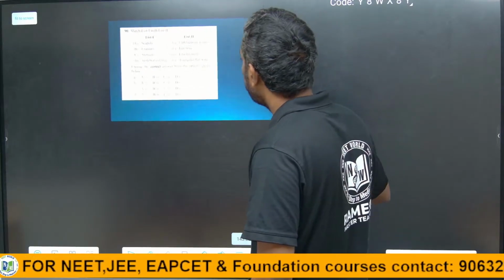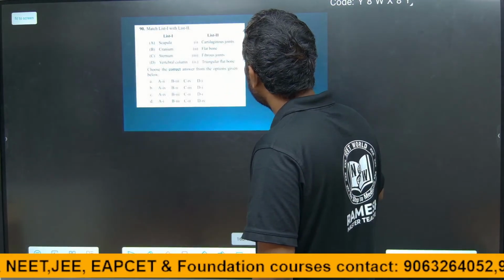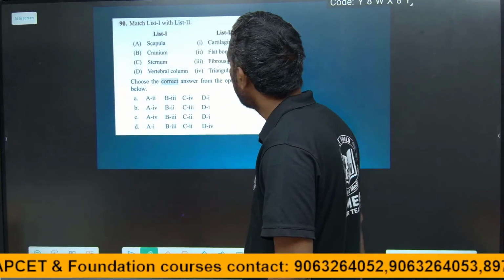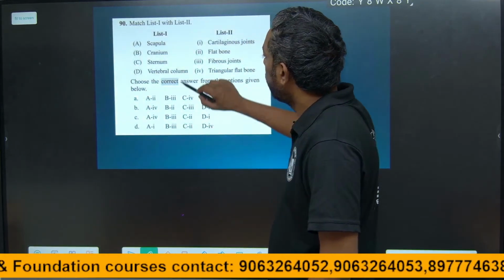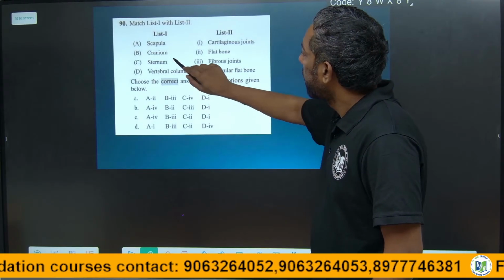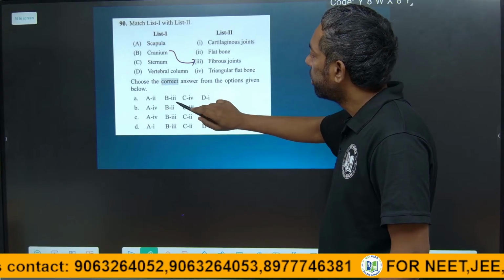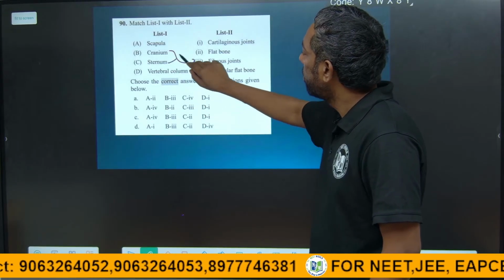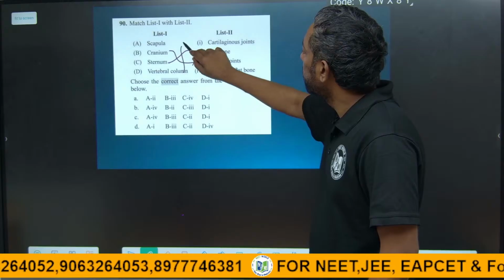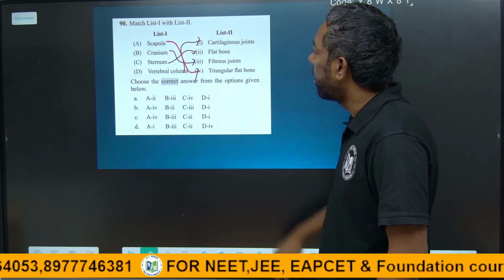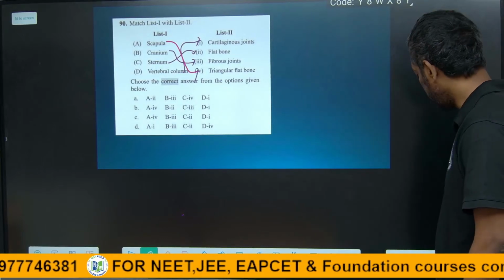Next, this is also a locomotion and movement, skeletal system, easy question. Like the vertebral column, just look into this. Cranium has fibrous joints, they cannot move. Sternum is a flat bone. Vertebral column has cartilaginous joints, and scapula is always triangular. Very simple question, guys.